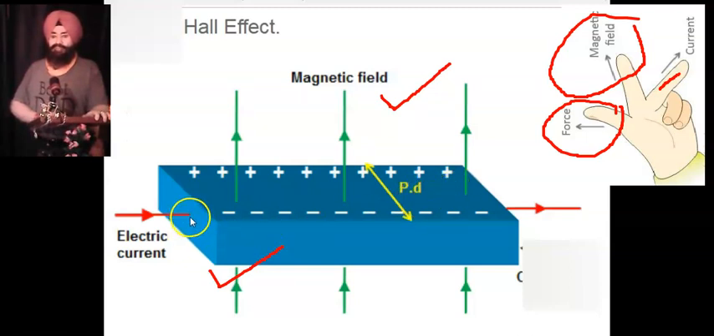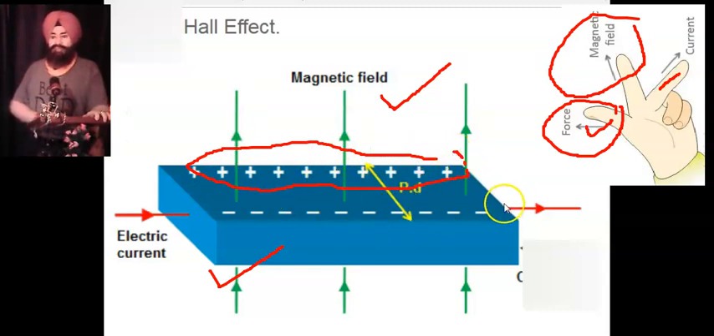They are going from the left end to the right end, and they will experience a force, because the thumb shows the force. That means holes start accumulating over this face and leave behind the negative charge. So accumulation of positive and negative charge means appearance of an electric field as well as a voltage.